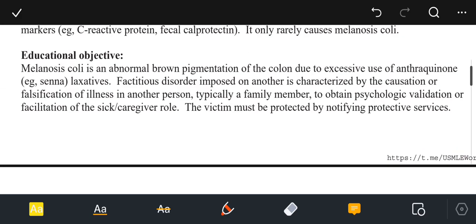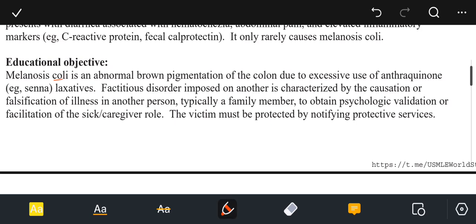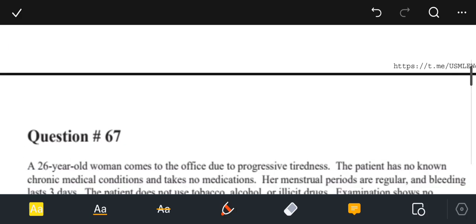The educational objective of this question is that melanosis coli is an abnormal brown pigmentation of the colon due to excessive use of anthraquinone senna laxatives. Factitious disorder imposed on another is characterized by causation or falsification of illness in another person, typically a family member, to obtain psychological validation, or falsification of a sick caregiver role. The victim must be protected by notifying protective services.